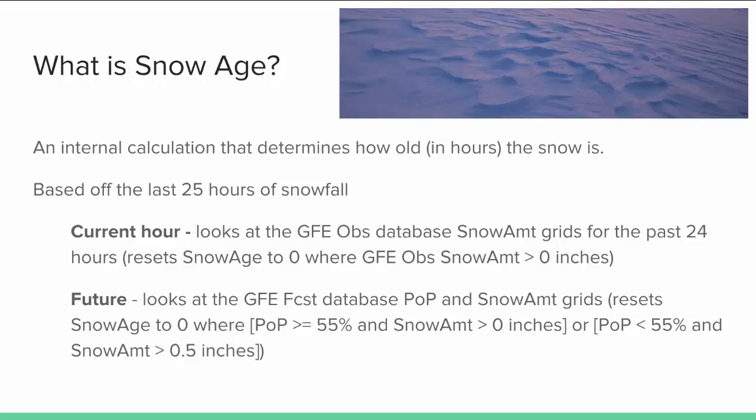For future hours, the tool begins with the current hour's snow age and then resets the snow age to 0 based on the POP and snow amount grid. We want to be confident that enough snow will be falling in order to reset the snow age to 0 for future periods, and thus the reason for looking at the POP grid in addition to the snow amount grid.